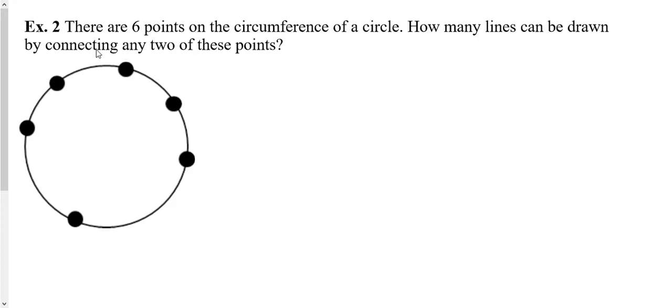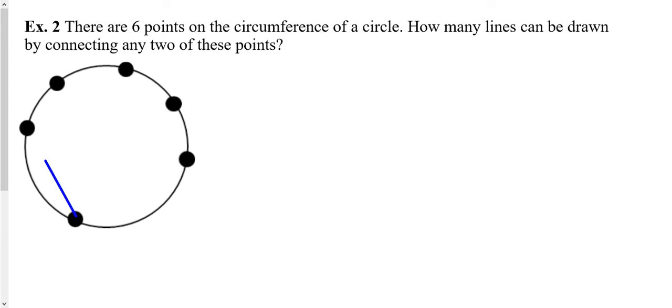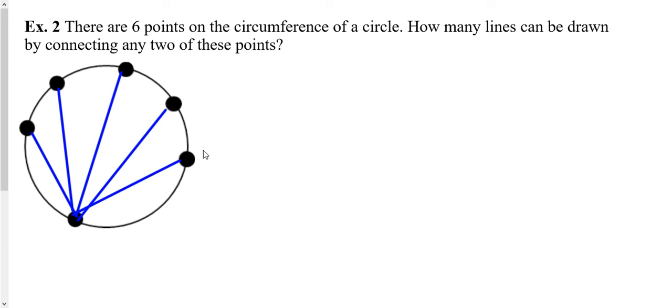In this next example, there are 6 points on the circumference of a circle. How many lines can be drawn by connecting any two of these points? So here again, there are multiple ways to solve this. You could literally draw out each line. Let's say we started here and you drew out a line to each one of these. Then you could start to count up how many lines you have.